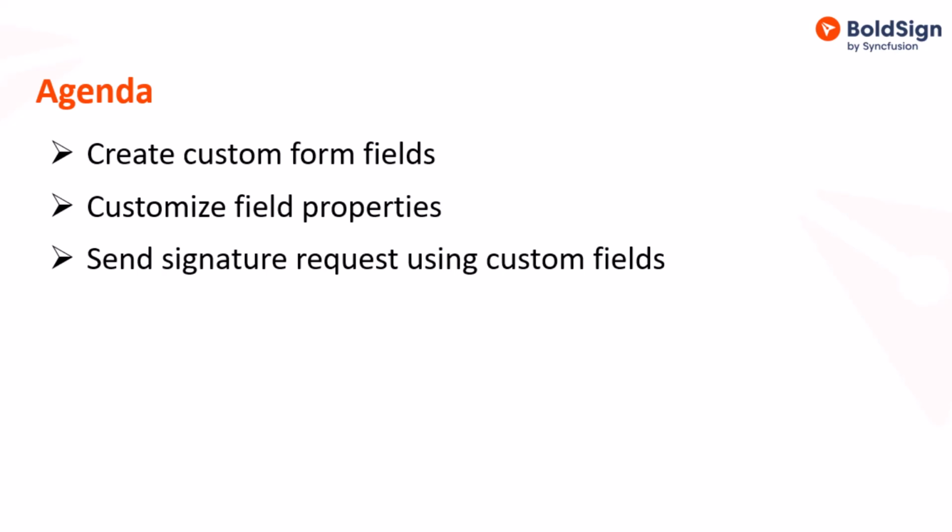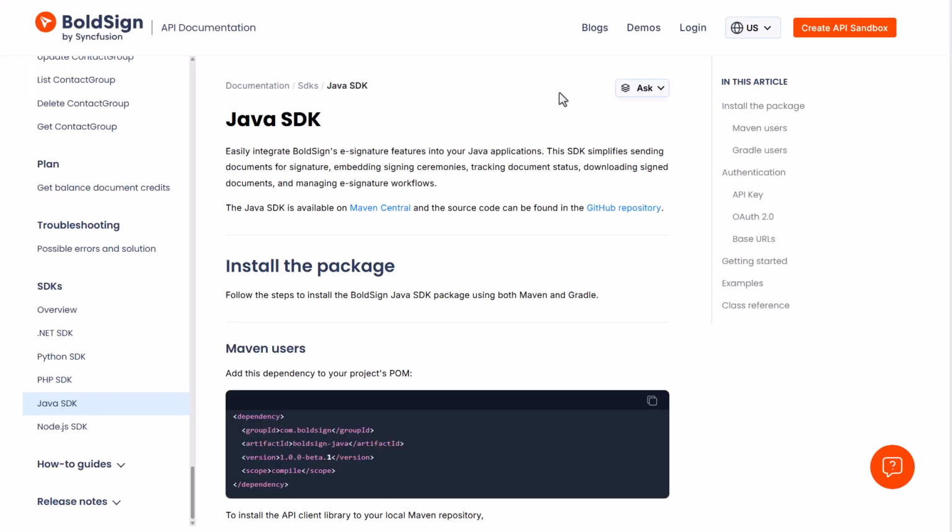Imagine you're an HR manager handling the onboarding process, and you frequently send documents such as onboarding forms to new hires. These forms often include recurring attachment fields, for example, uploads of a national ID or passport. By creating and customizing these fields in advance, you can simply drag and drop them onto any document when sending signature requests. This saves significant time and eliminates the need to recreate or reconfigure the same fields for every onboarding document. Alright, let's jump in, and I'll show you how to do that.